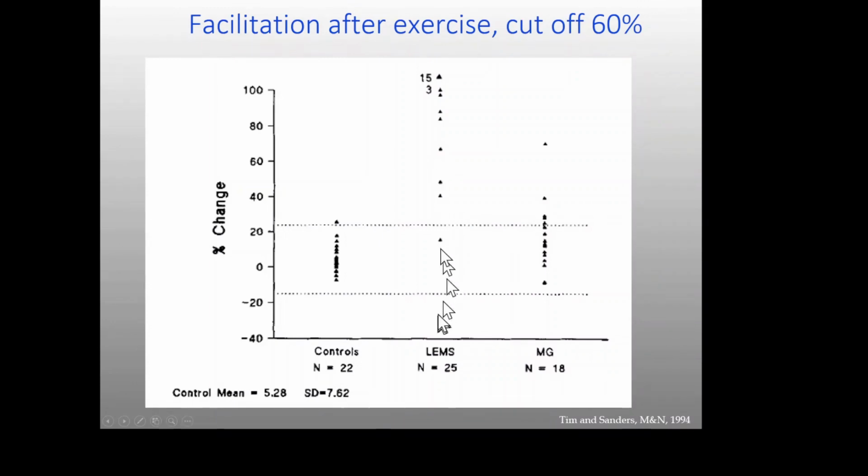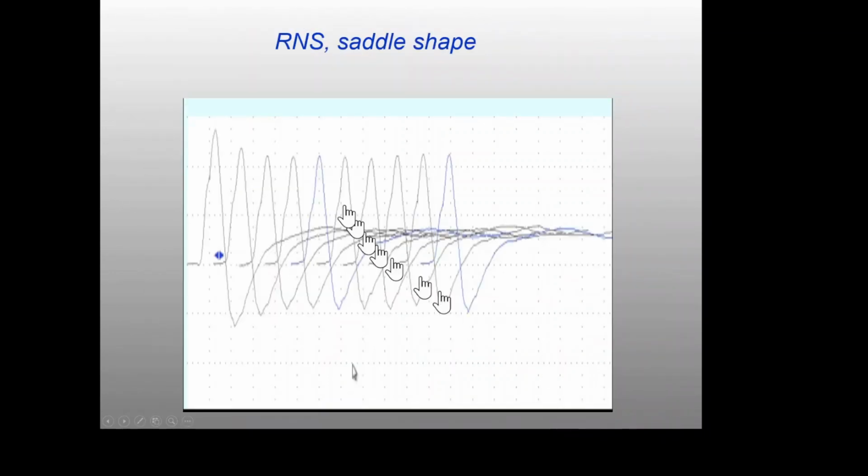In Lambert Eaton myasthenia, the increase in amplitude can be more than 100%, many 100%. And in myasthenia gravis, it can amount to 60%. So the cutoff limit between facilitation in myasthenia and in myasthenic syndrome is 60%, according to tests that have been made by Sanders and his collaborators.